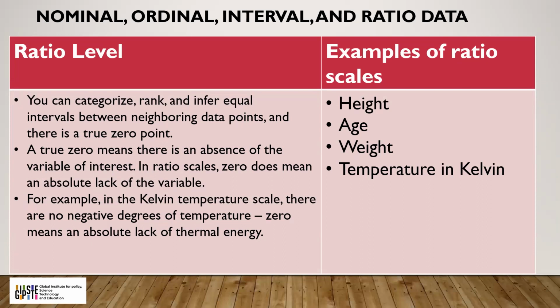A true 0 means there is an absence of the variable of interest. In ratio scales, 0 does mean an absolute lack of the variable. For example, in the Kelvin temperature scale, there are no negative degrees of temperature. 0 means an absolute lack of thermal energy. Therefore, examples of ratio scales include height, age, weight, and temperature on the Kelvin scale.